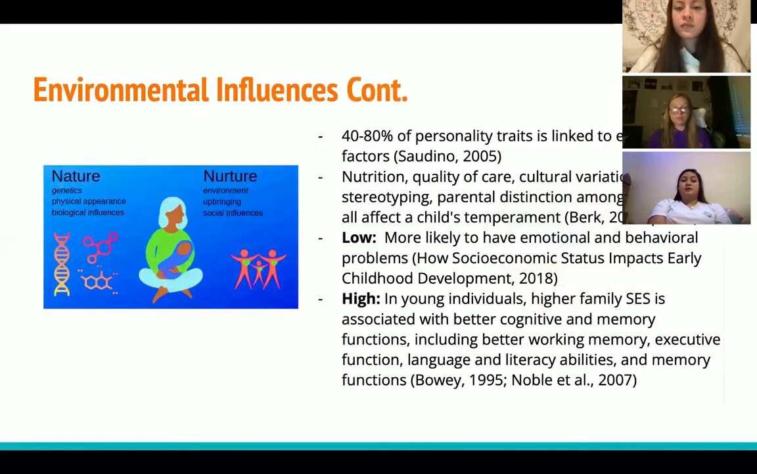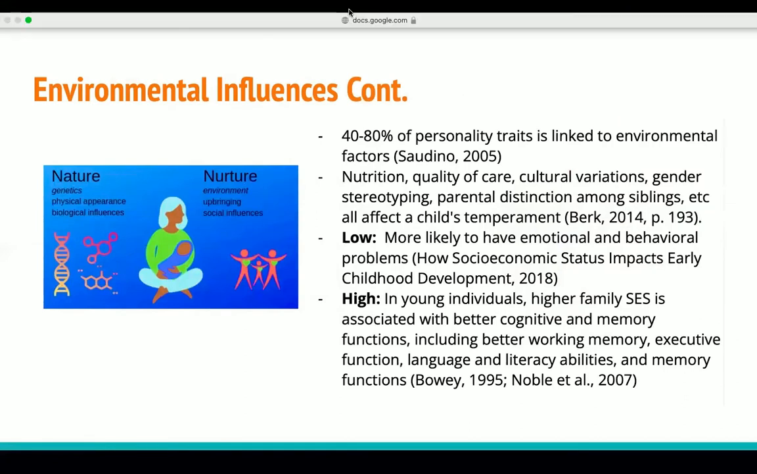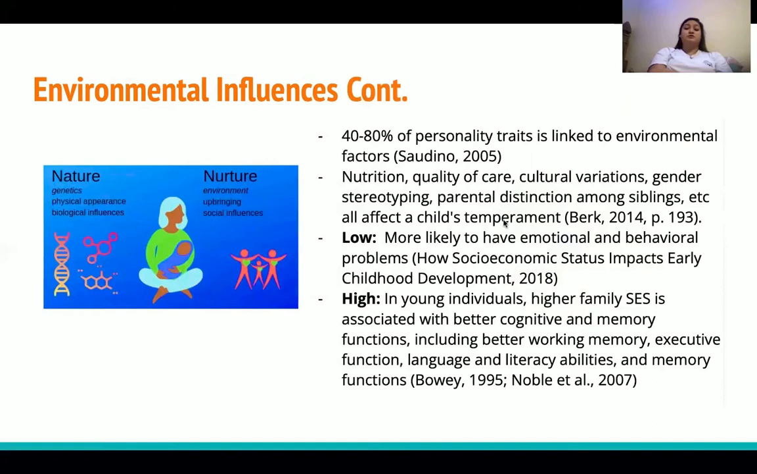So 40 to 80% of personality traits are linked to environmental factors: nutrition, quality of care, cultural variations, gender stereotyping, parental distinction among siblings, etc. They all affect a child's temperament. Socioeconomic status: if a child is from a low socioeconomic status, they are more likely to have emotional and behavioral problems. And in young individuals, higher family socioeconomic status is associated with better cognitive and memory functions, including better working memory, executive function, and language and literacy abilities.